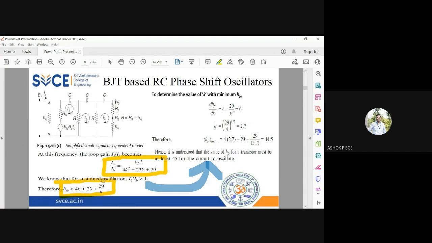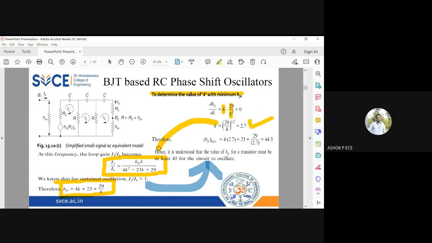And K is the ratio of RC by R. So to determine the minimum value of K, if you want to find the minimum value, differentiate this with respect to K and equate that to 0. So differentiate HFE with respect to K. Differentiation of 4K is 4. Differentiation of 23 is 0. Differentiation of 29 by K is minus 29 by K square, equal to 0. So 4K square equal 29. K square equal 29 by 4, or K is equal to square root of 29 by 4. So the value comes out to be 2.7.